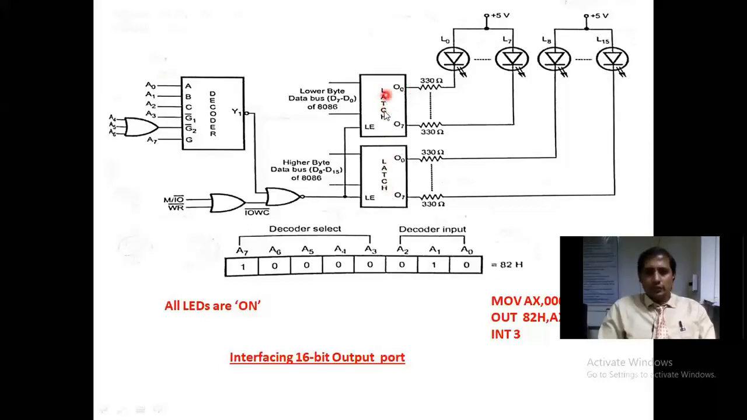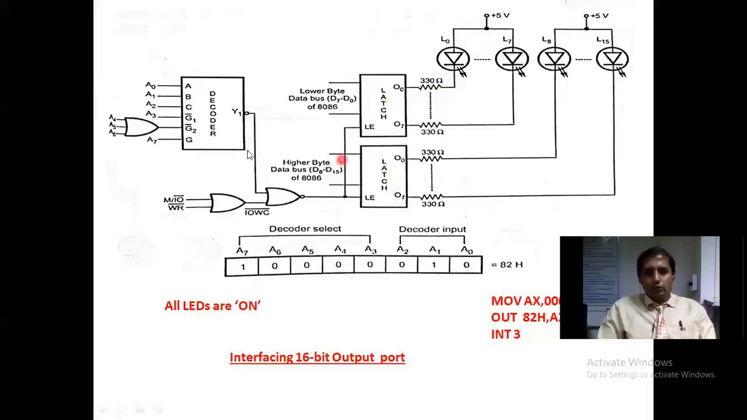What is the role of the first latch? The first latch receives data from the lower byte of the processor, and the second latch receives data from the higher byte. The first latch takes D0 to D7, and this latch receives D8 to D15. The outputs O0 to O7 are transmitted to 8 LEDs, L0 to L7. The other latch also drives another 8, L8 to L15, and all are connected with voltage and a resistance to limit the current.